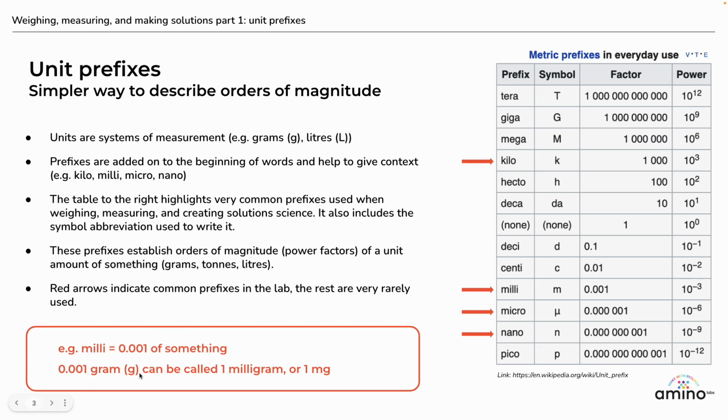So you could say 0.001 grams is a milligram. And with the abbreviation, you can see the symbols here. These help to know what letter or symbol you put in front of that unit. So this is how you would write 1 milligram. It would be with a small m, which we see here, and then G is for gram.